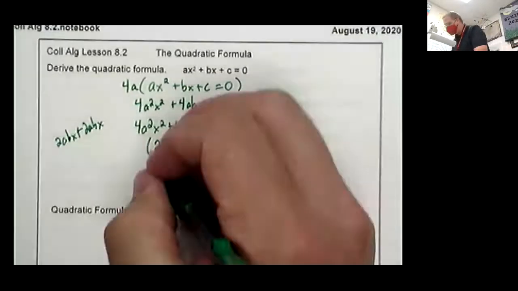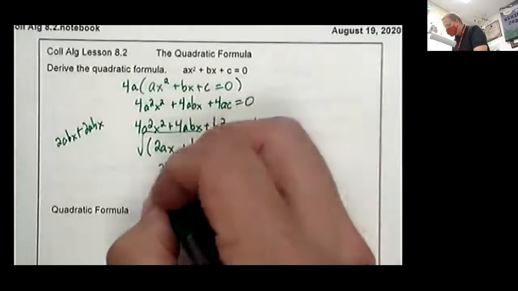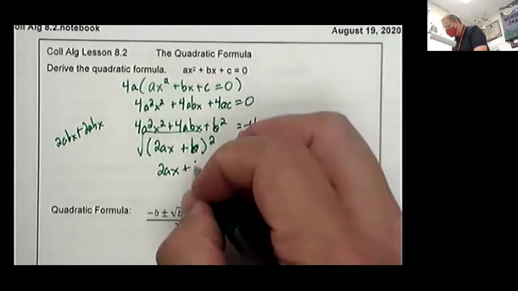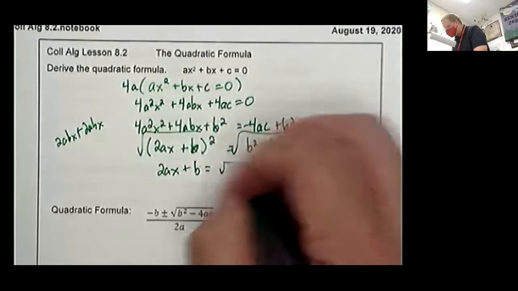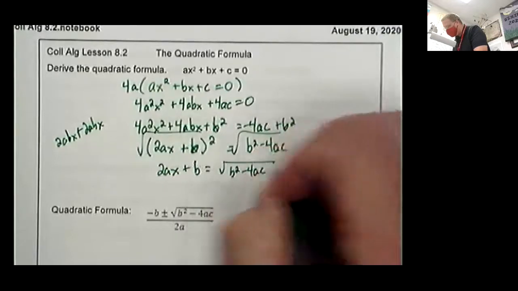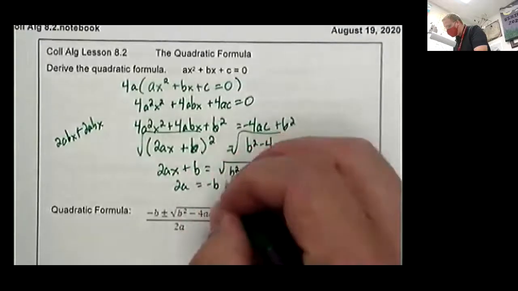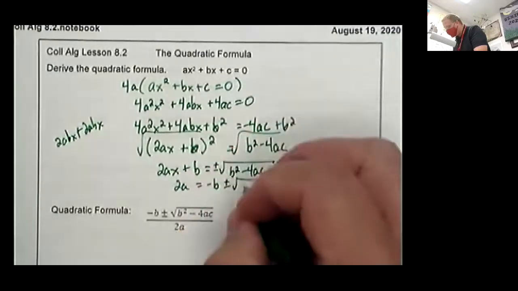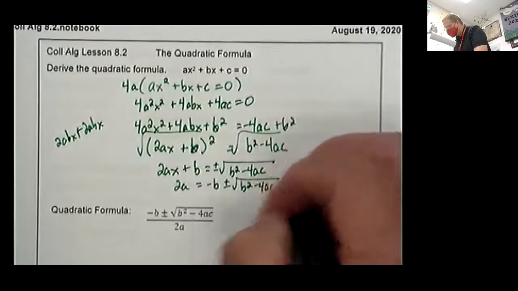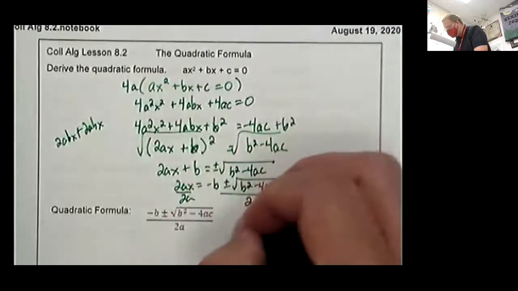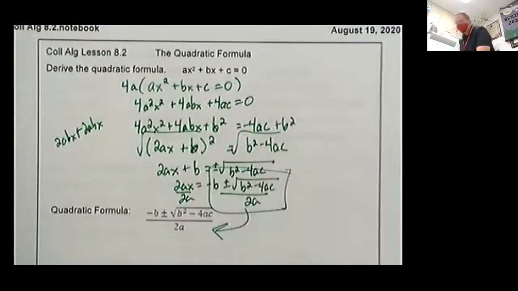Now we can solve by square rooting. Therefore, we get 2ax plus b is equal to square root of b squared minus 4ac. Next, we need to solve for x. So 2ax is equal to negative b plus or minus, and I forgot the plus and minus, square root b squared minus 4ac. Then finally divide by 2a, and we get our famous formula, the quadratic formula: negative b plus or minus square root b squared minus 4ac all over 2a.